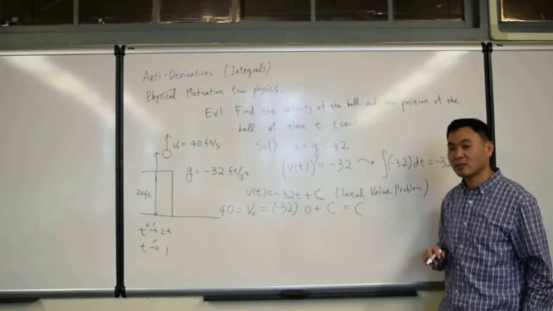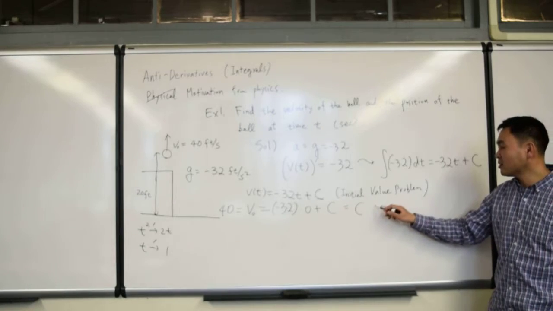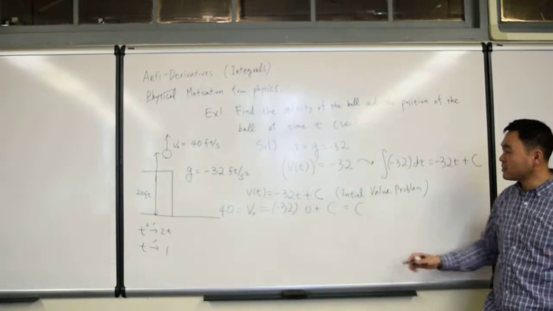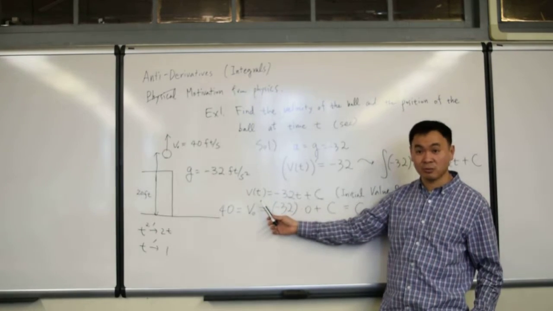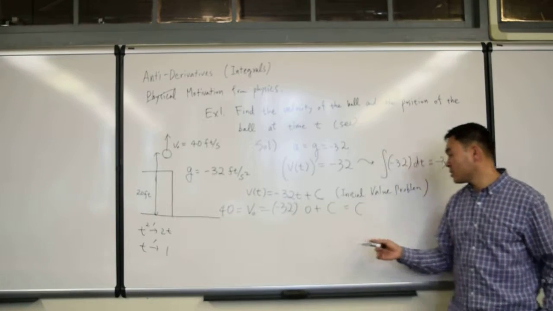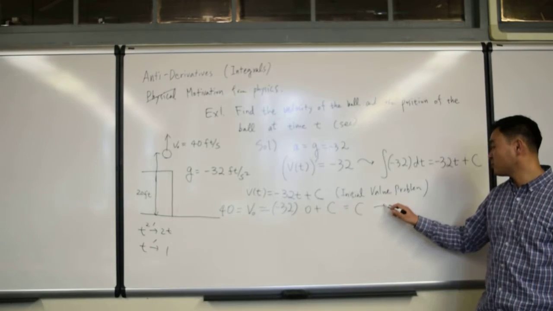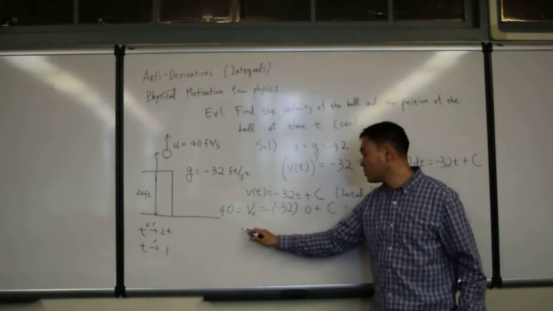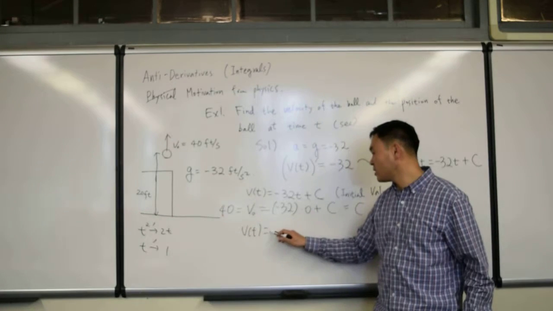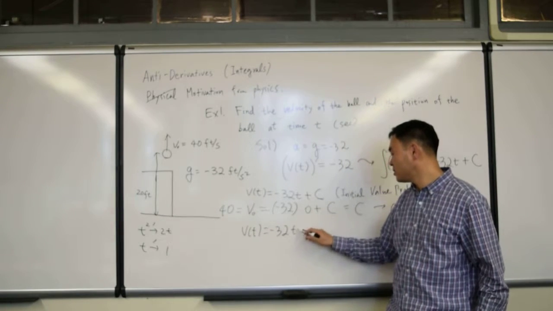And from there, just using the fact that v of 0 means the velocity at time t, meaning that you have to plug in 0 for t here, you see that c has to equal 40. Which means that your v of t is negative 32t plus 40.